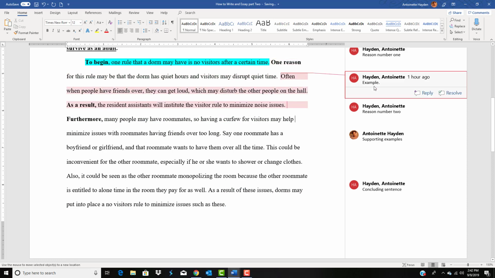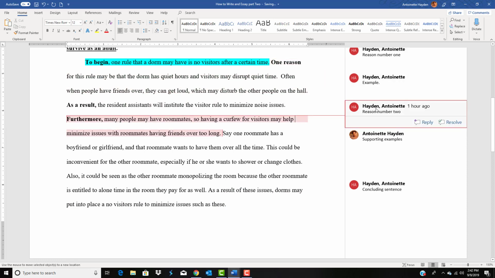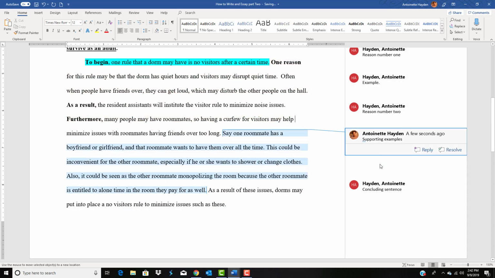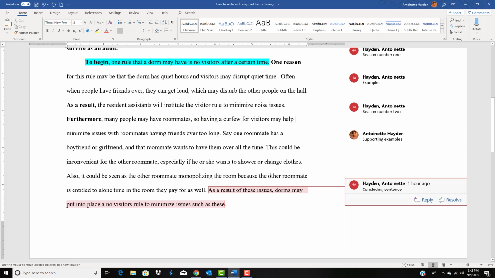Reason number 1, I have my supporting examples. Reason number 2, my supporting examples. And then I have my concluding sentence. As a result of these issues, dorms may put into place a no visitors rule to minimize issues such as these. Right? So, restate your topic sentence and then give the significance. They may put this rule in place to minimize the issues.